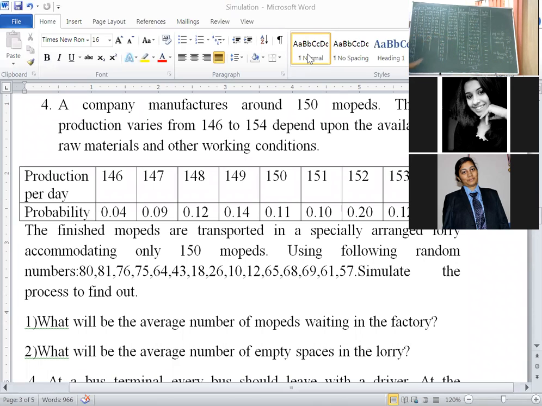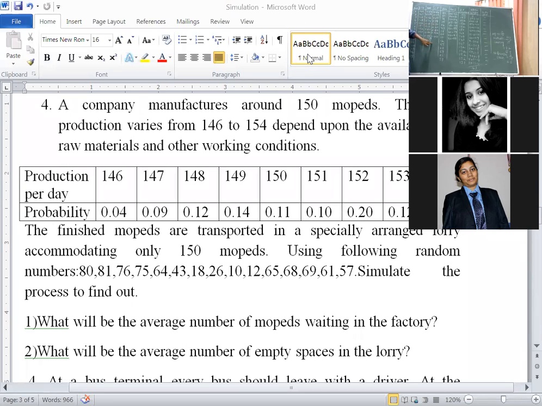Here, again, I am explaining this problem. Simulation is very easy compared to Markov chains. Production per day is given. The corresponding probability is given. If probability is not given, then they will ask frequency, that is in terms of simple numbers like 20, 30, 40. Already we did one problem of that type. Here probabilities are given. That's why add the probabilities. The total should be equal to 1.